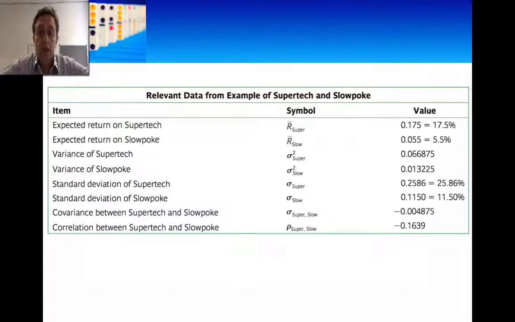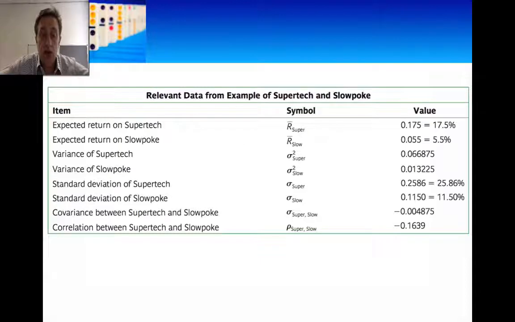So I would like to remind you of the data that we used in the last video. We had two companies, one was Supertech and the other one was Slowpoke. We have the expected returns of both of those securities. You see that Supertech has a higher expected return of 17.5% compared to Slowpoke's of 5.5%. We also have the variances, and commensurate with the higher expected return, Supertech also has a higher variance.